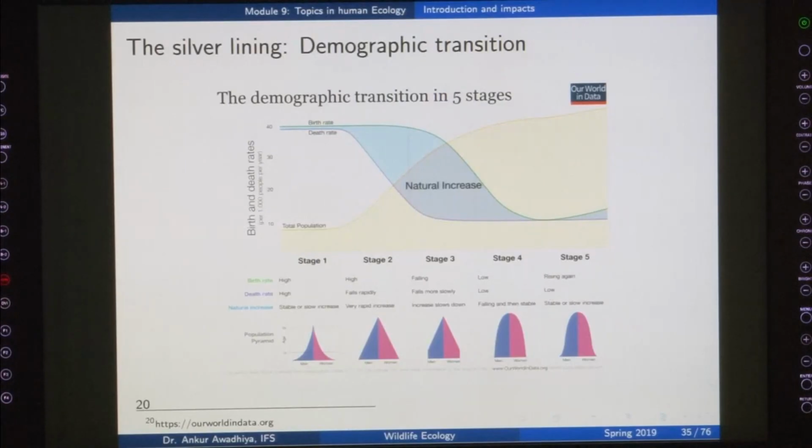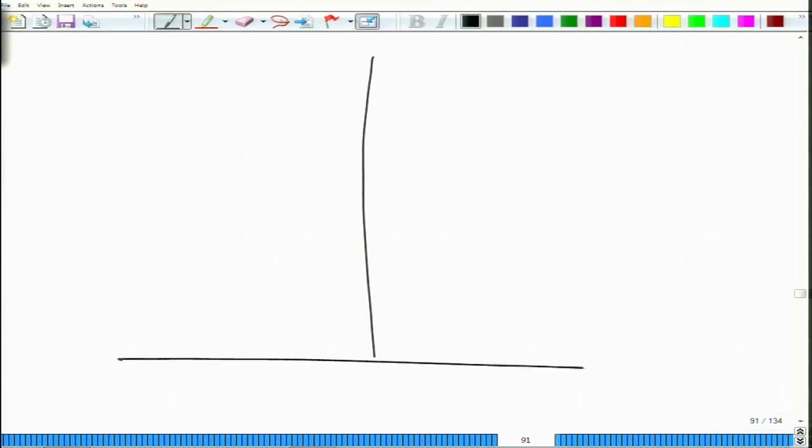Now, these stages can also be represented in terms of the population pyramids. In the case of a population pyramid, what we are seeing here works like this. Here you have the number of men in the population, here you have the number of women in the population, and then this is the age of different cohorts.